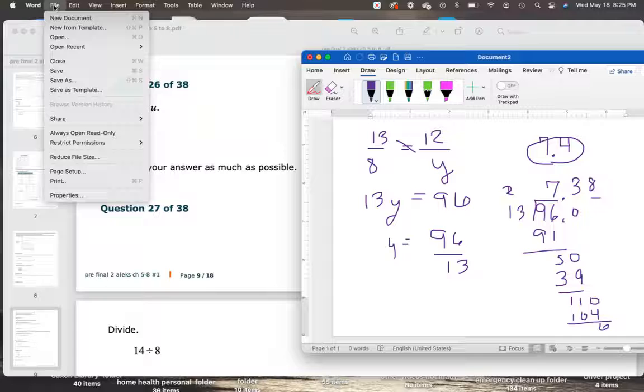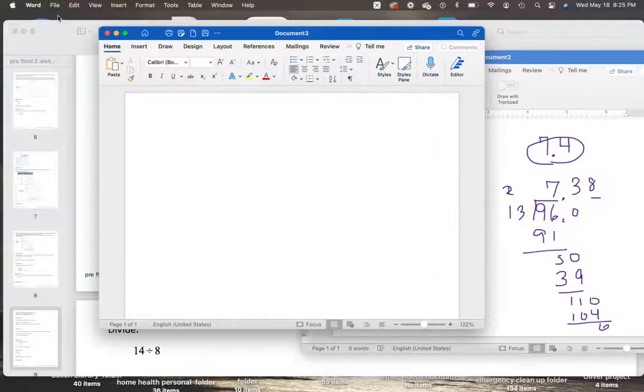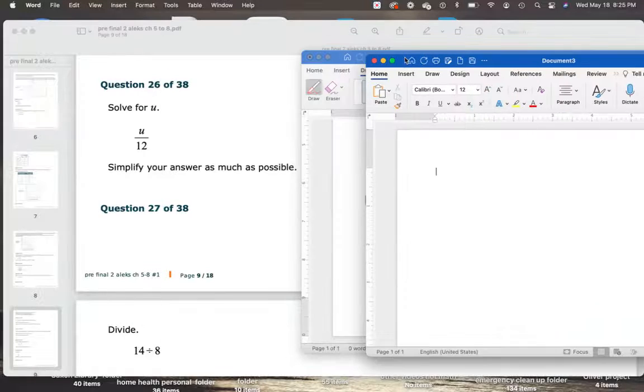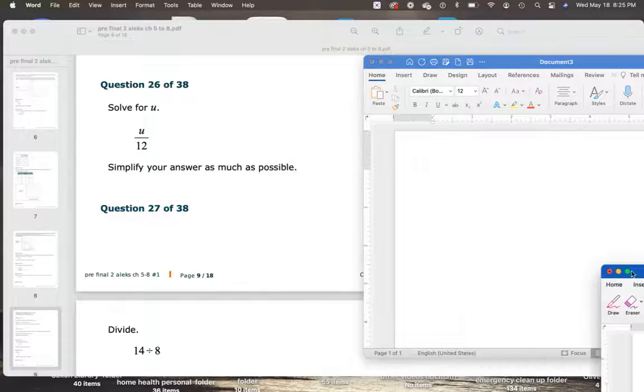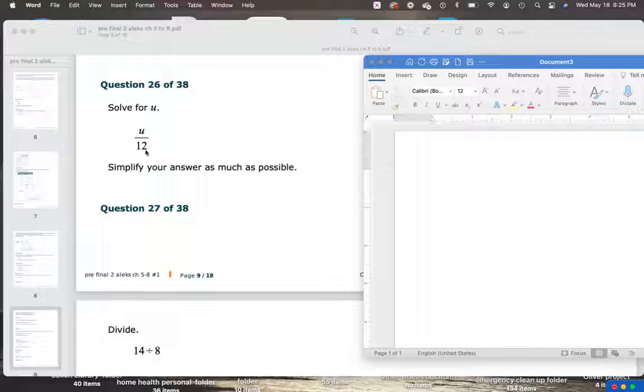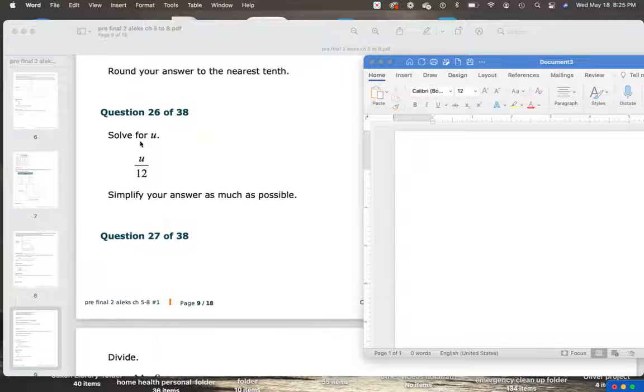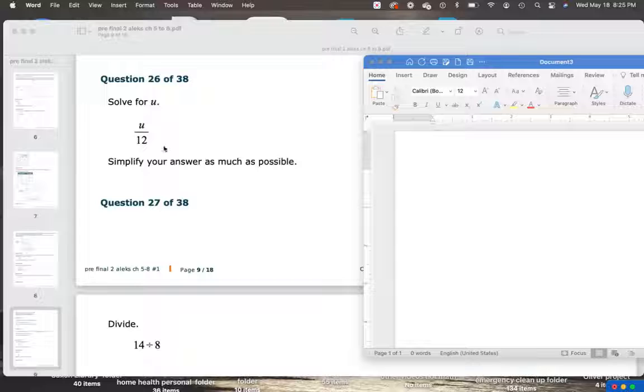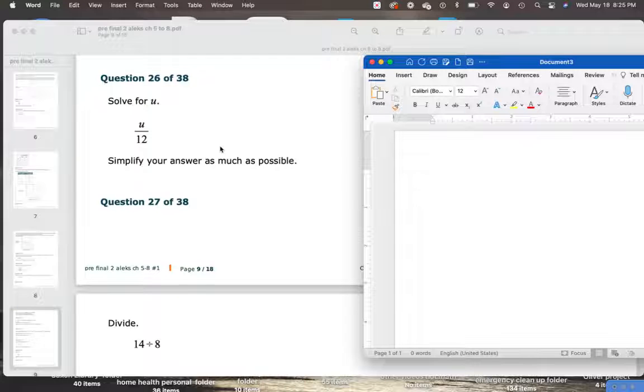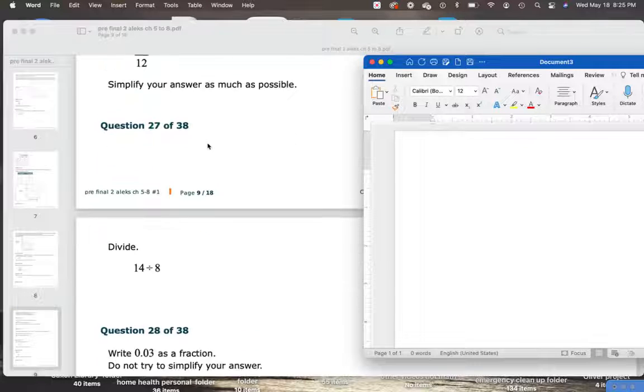Okay, so we're going to get another little Word document and get rid of that one. Solve for you. This one looks like it's a miscopy because we can't solve for anything. It's an expression, not something we can solve for. So 26 is just a bad problem. Skip 26. It's a bad problem.